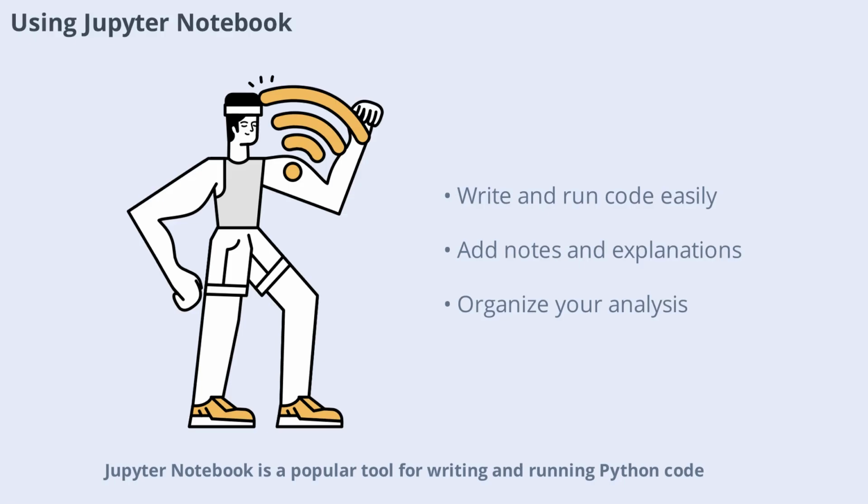Jupyter Notebook is a popular tool for writing and running Python code, especially in data analysis. It lets you write code, see results, and add notes all in one place. This makes it easier to organize your work and share your findings with others. Many data analysts use Jupyter Notebook for its convenience and flexibility.